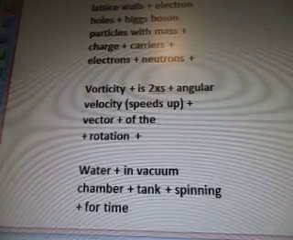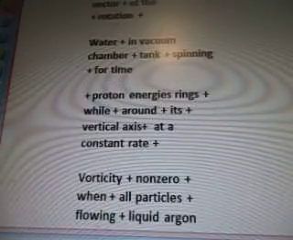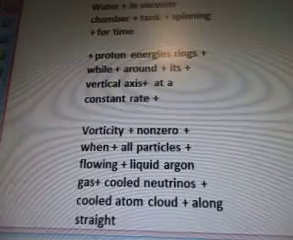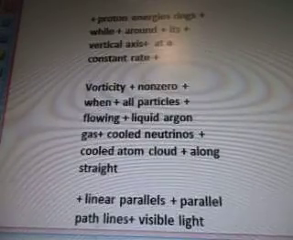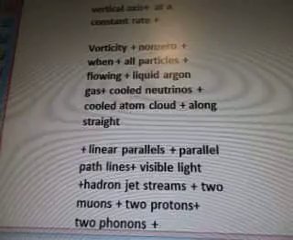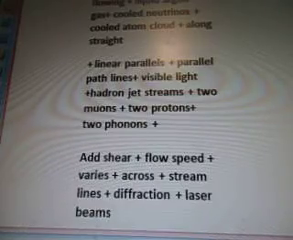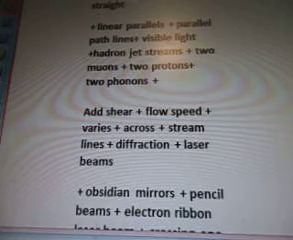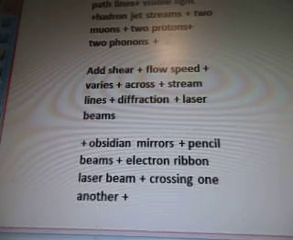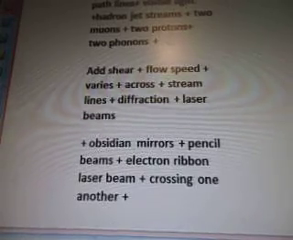It speeds up. The vector of the rotation, the water in vacuum chamber, tank spinning for time, proton energy rings. Well, around its vertical axis at a constant rate, a vorticity non-zero when all particles flowing, liquid argon gas, cooled neutrinos, cooled atom cloud, and long straight linear parallel path lines, visible light, hadron jet streams, 2 muons, 2 protons, and 2 phonons. Add shear. Flow speed varies across the streamlines, diffraction, and laser beams.